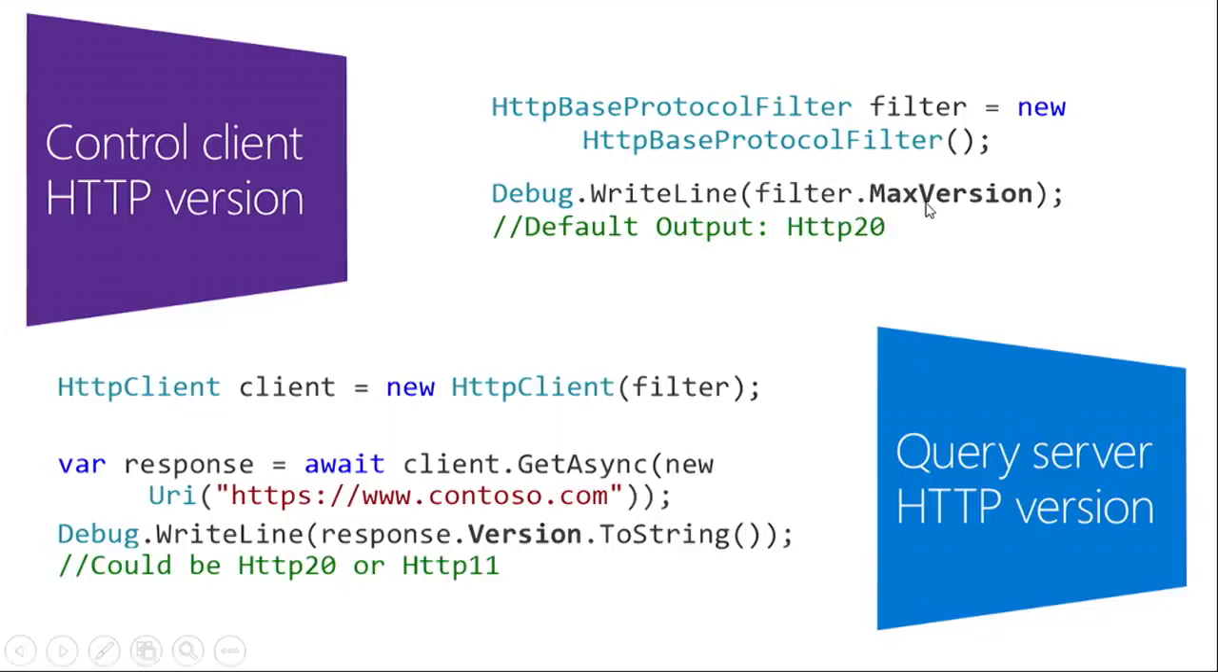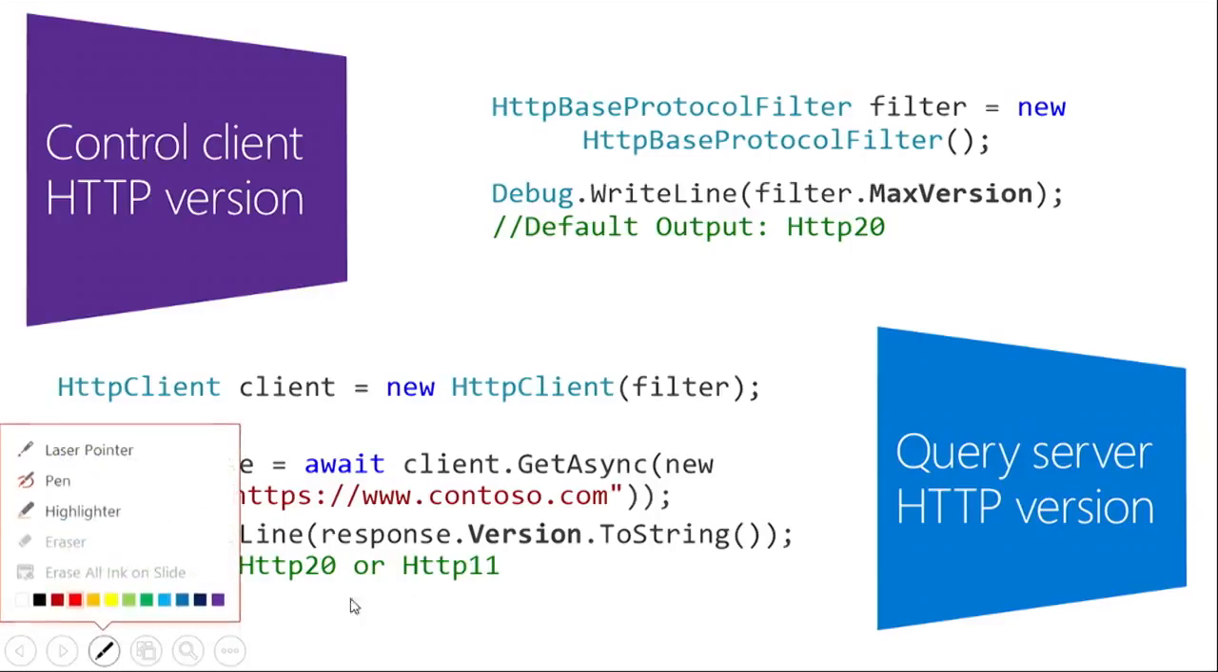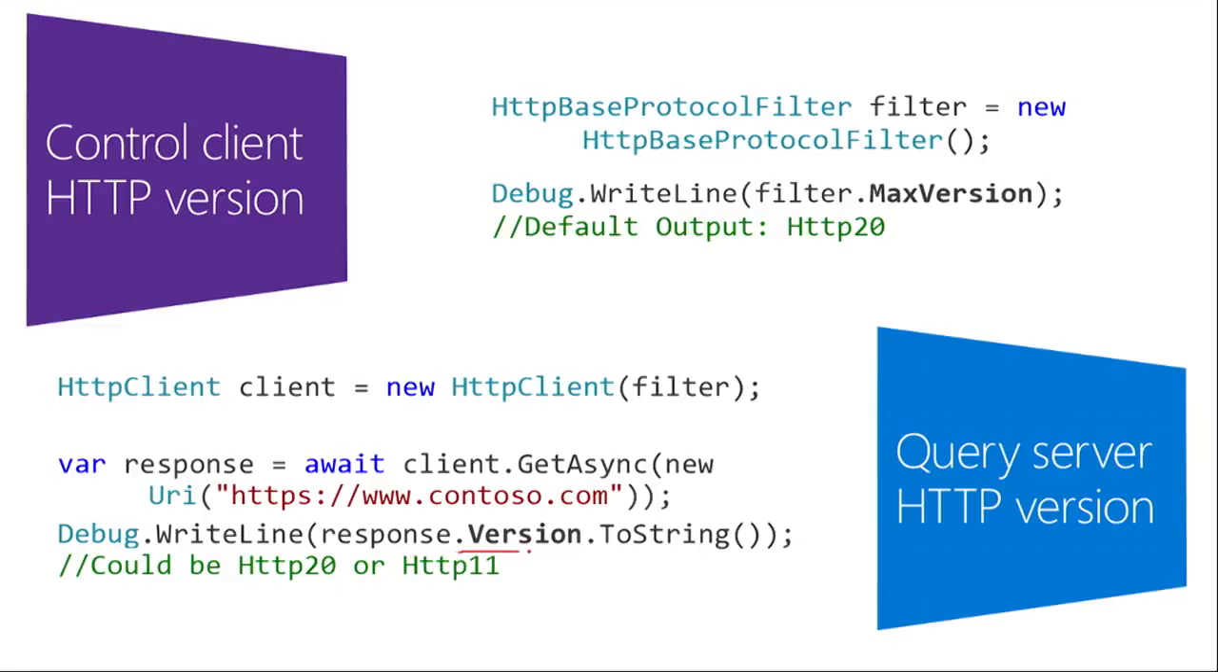Now, this max version basically says what the client prefers as the HTTP version. So now you create the new client object, you send a request to the server, and now when the server sends you back a response, you can query the version property of the response to understand what protocol the server is using. And it's really important to note here that even if you specify HTTP 2.0 for the client preference, depending on what the proxies between you and the server support, you may not really be talking HTTP 2.0.